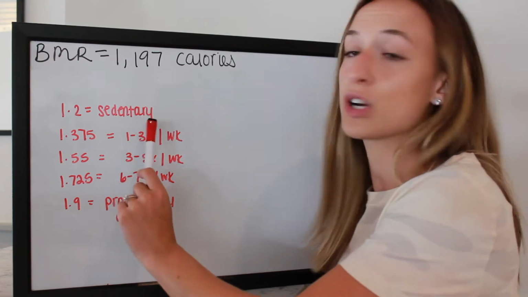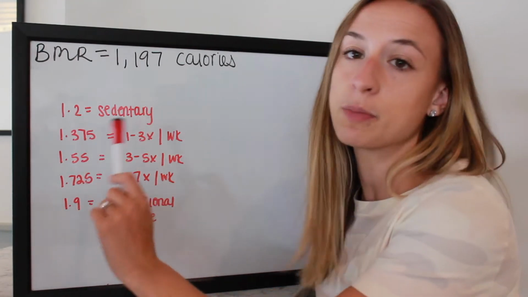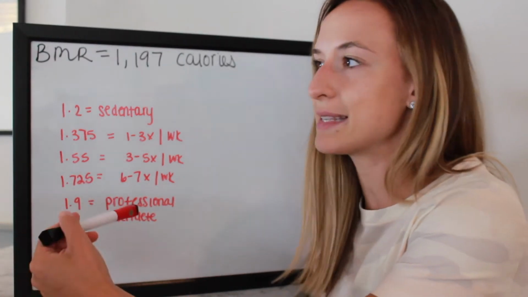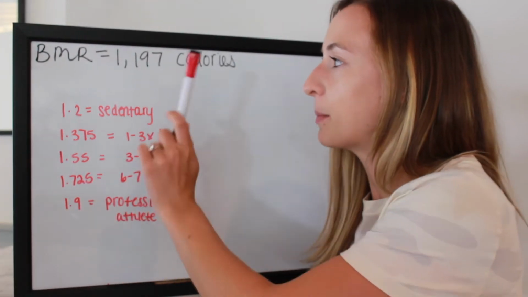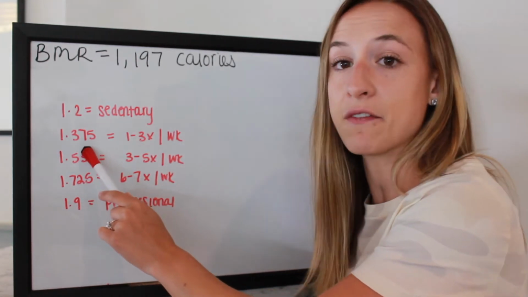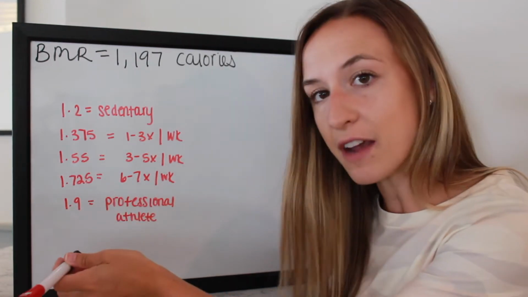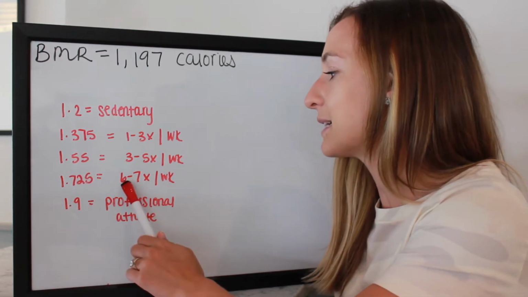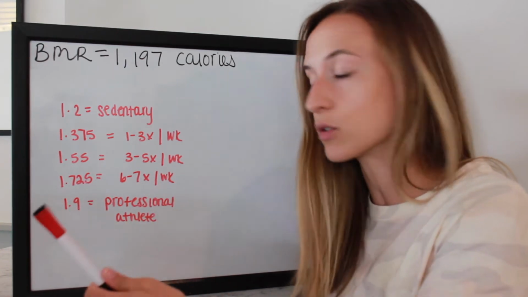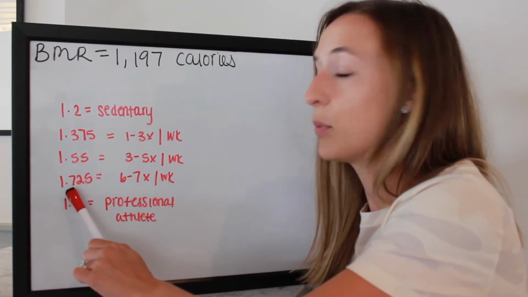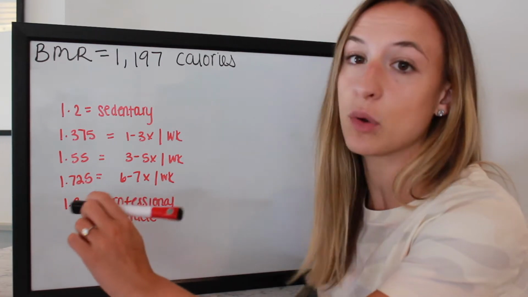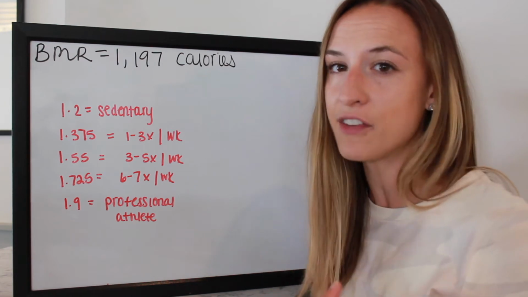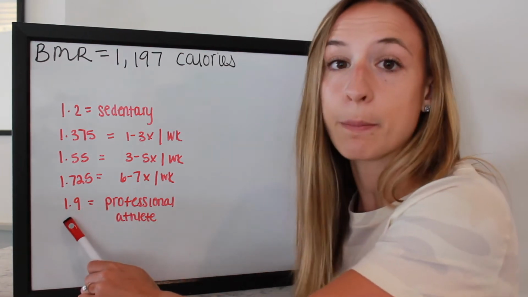If you are a sedentary person, you would multiply your BMR by 1.2. If you exercise and go to the gym, let's say 1 to 3 times a week, you would multiply your BMR by 1.375. If you exercise 3 to 5 times a week, you would multiply by 1.55. If you exercise 6 to 7 times a week, or you have a physical job, you would multiply by 1.725. And finally, if you are a professional athlete, a collegiate athlete, or a construction worker with a really heavy duty job, you can multiply your BMR by 1.9.